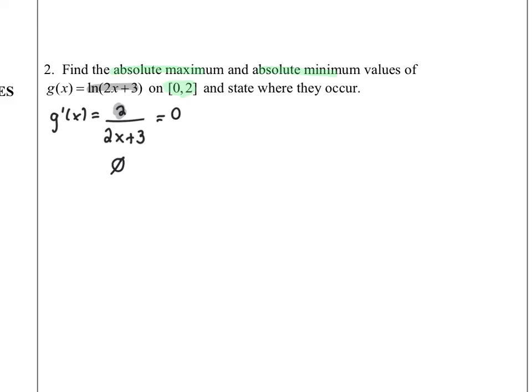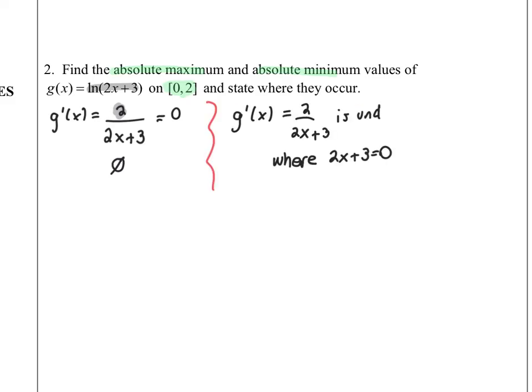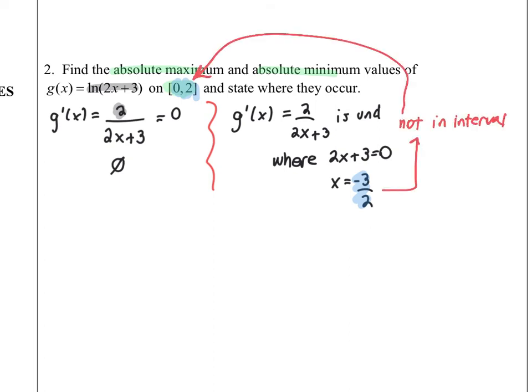But now I have to look where g prime is undefined. And I know that a fraction is going to be undefined where that denominator is equal to 0, because you can't divide by 0. And that gives me x equals negative 3 halves. However, my negative 3 halves is not in my given interval that's stated to be from 0 to 2, which means I have to throw it out. And once I do that, that actually means that I have no critical values on this graph.